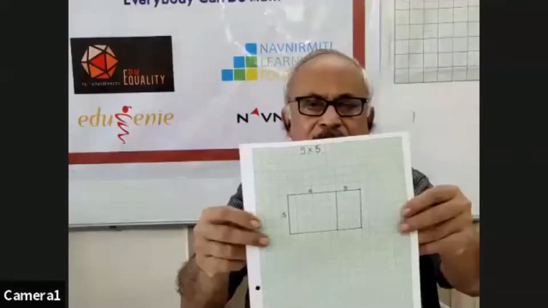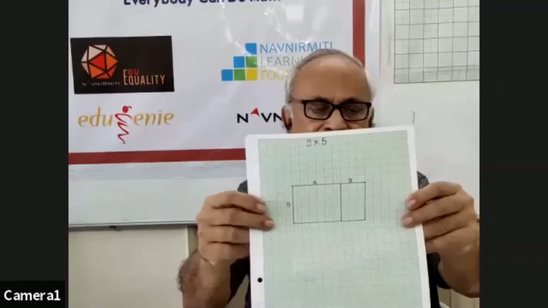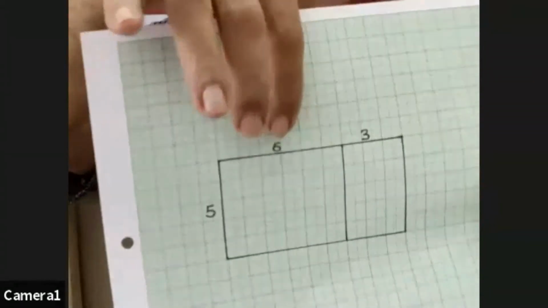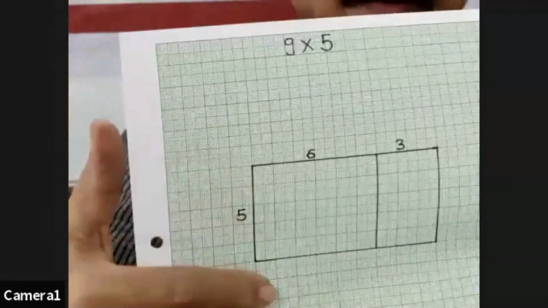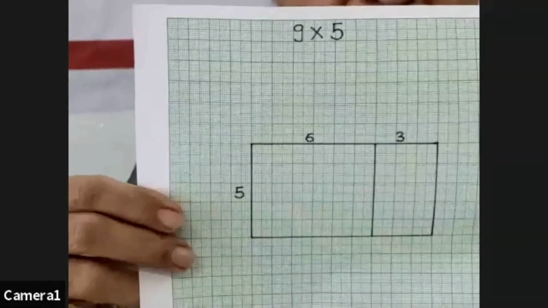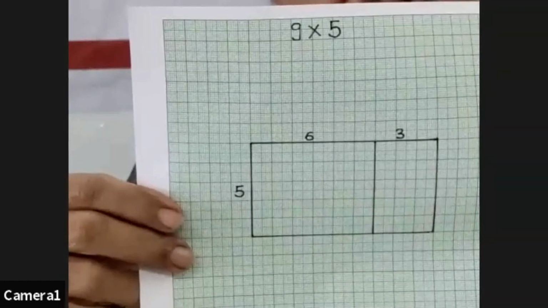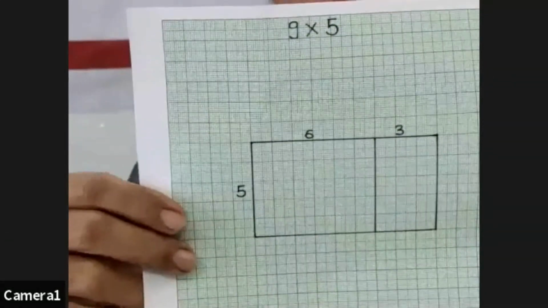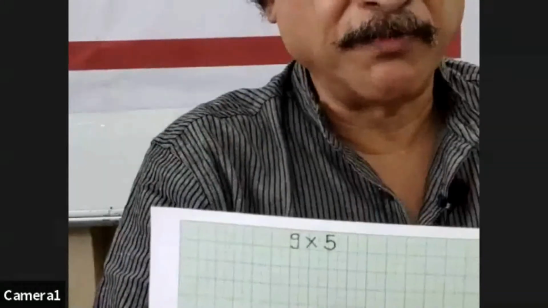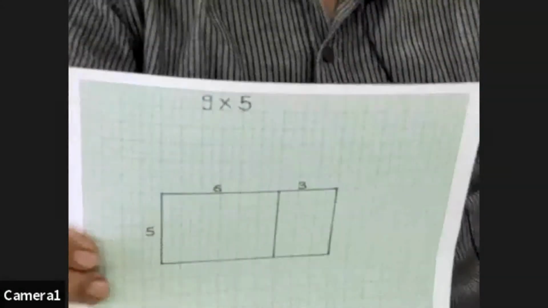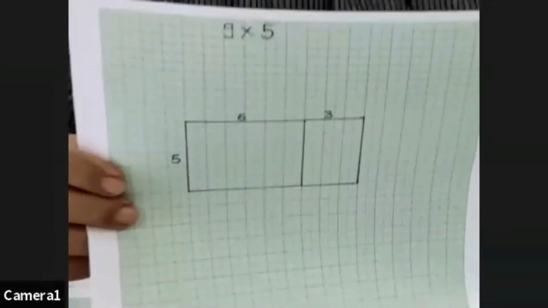Right. I will show you what they have done. This is what they have done. The 9 on the top is divided into 6 plus 3 and multiplied by 5. And I have divided, I get a big rectangle and 2 smaller rectangles. The big rectangle, now this is the third problem. Listen carefully. The big rectangle is 5 into 9. That's how you made it.